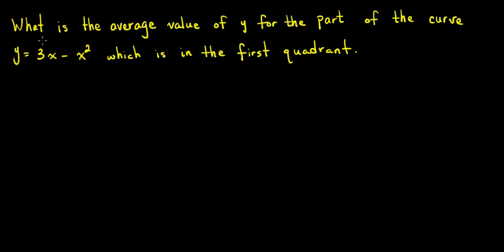Okay, so in this video here, we're given this problem and we're asked to find the average value of y for the part of the curve y equals 3x minus x squared, which is in the first quadrant. So notice they're not giving us an interval. They're giving us this function here, and they're also giving us this restriction that we're only allowed to be in the first quadrant. And from there, we have to figure out what our limits will be.